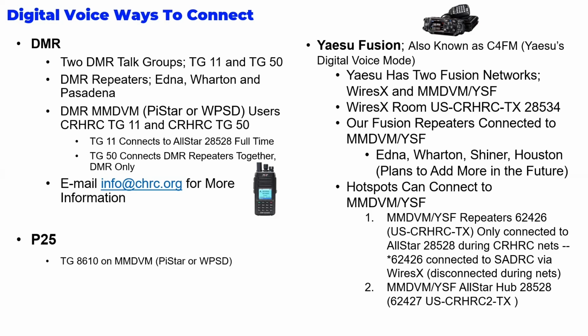Okay. We have an agreement with SADRC, and they use a WiresX network for their Fusion repeaters. For most of their Yaesu repeaters, they use the Yaesu DR1, DR2s, and they're connected to WiresX. Therefore, we have a Crossroads WiresX room, and that one stays connected to SADRC. So that's our link to SADRC is through WiresX. And that will be full-time to the Fusion network of Crossroads 62426. Except for during nets. During nets, we disconnect from SADRC.